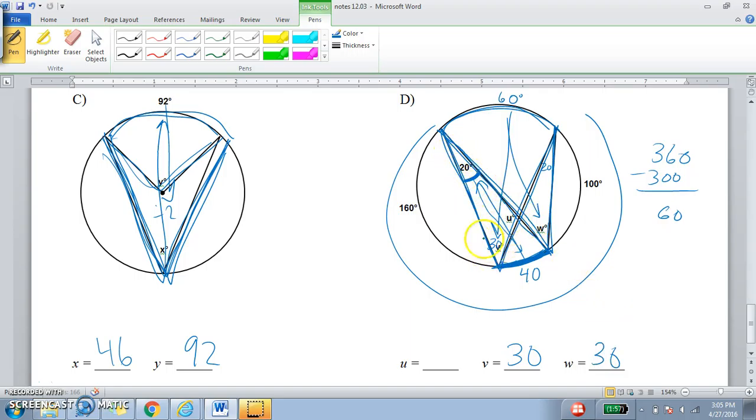And then to find U, we do the same thing we did with the one up above. 20 plus 30 is 50, and we would subtract that from 180 to find U, which is going to be 130. And that's it.